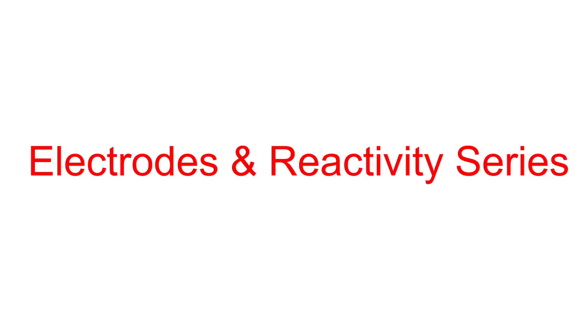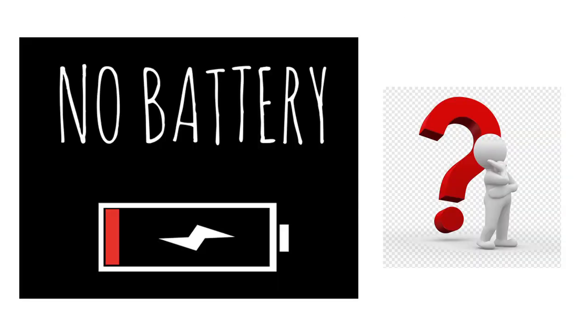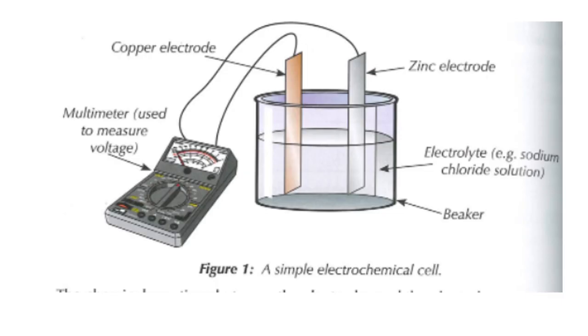Okay, we're nearly on to our last topic now, electrodes and the reactivity series. Did you know you can make electricity without a battery? What are you talking about? Well, if I have 2 different electrodes, we're not talking about graphite here, we're talking about metal electrodes, they can be used to produce a potential difference and allow current to flow as long as I have an electrolyte where the ions are free to move.